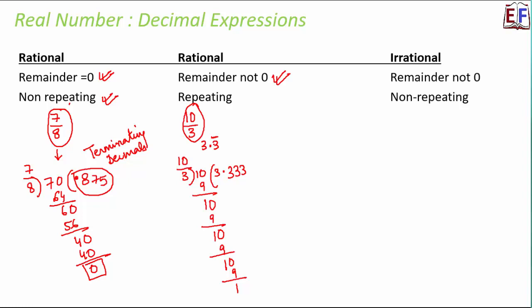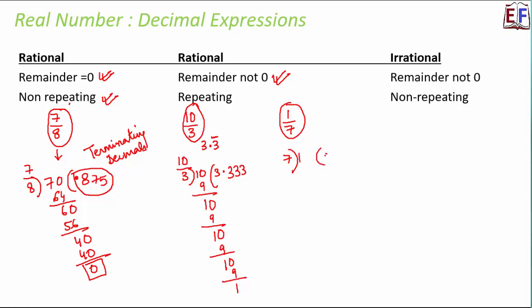Now, it is not necessary that the same digit will keep repeating all the time. There could be another scenario where the remainder is not 0 and where the digits are repeating, but it is not just one digit which is repeating, but a string of digits which are repeating. For example, let us take 1 by 7. Okay, let's try to convert it into the decimal format.